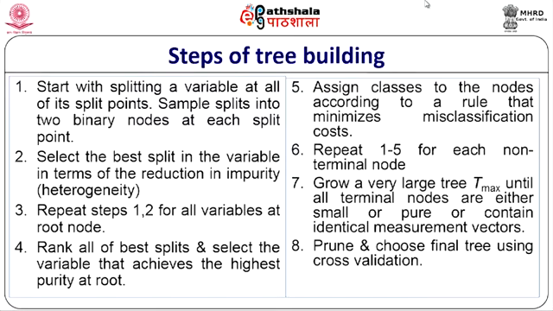Now, assign classes to the nodes according to a rule that minimizes misclassification cost. We have already discussed this. So, you have to assign classes to the nodes depending upon the minimization. Now, you repeat steps 1 to 5 for each non-terminal node. When you finish this, you will have terminal and non-terminal nodes. So, now you select the non-terminal node and repeat all the steps. You will grow a very large tree called T max until all terminal nodes are either small or pure or contain identical measurement vectors. Then prune and choose the tree using cross validation.